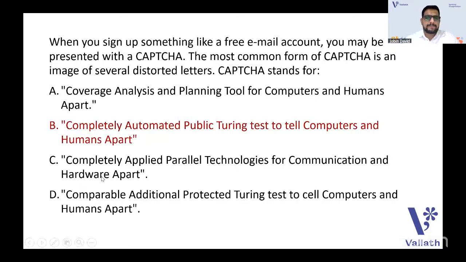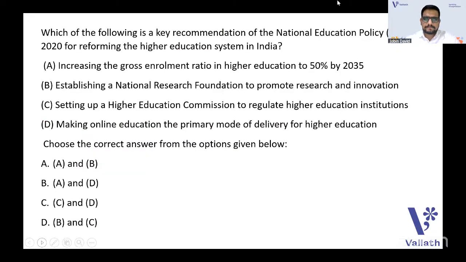Completely Automated Public Turing test to tell Computers and Humans Apart. That means it has to identify and ensure that you're a human. That is why a CAPTCHA is there for some software or maybe email accounts and all.